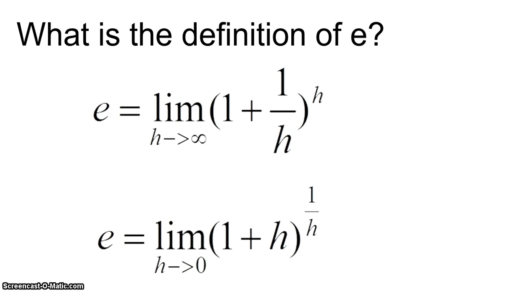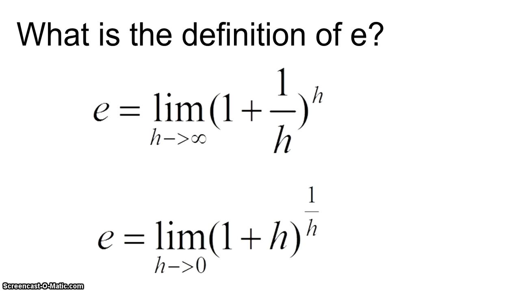I also showed you that the limit as h goes to 0 of (1 + h)^(1/h) is e. Again, this was just kind of showing you a couple of ways in which we can find the actual numerical value of e. Both of these are two ways.